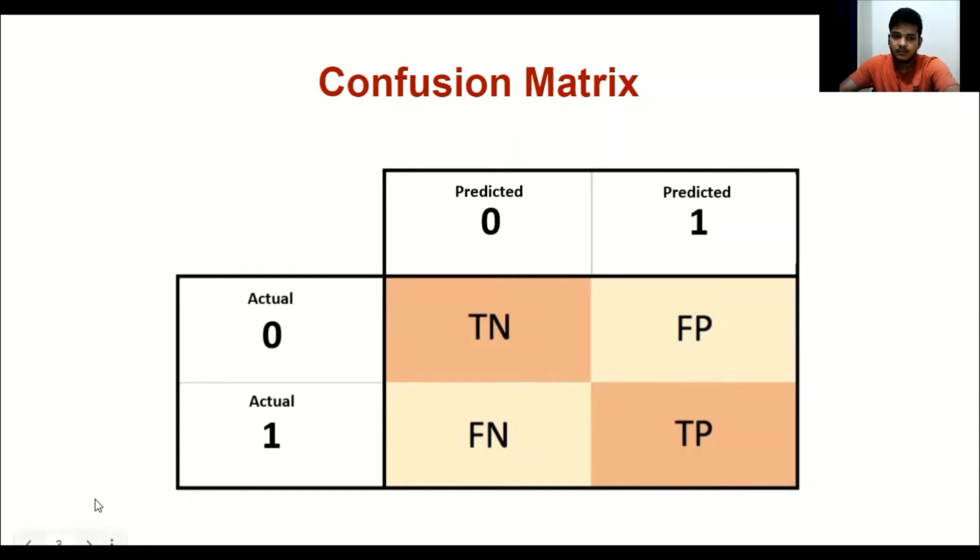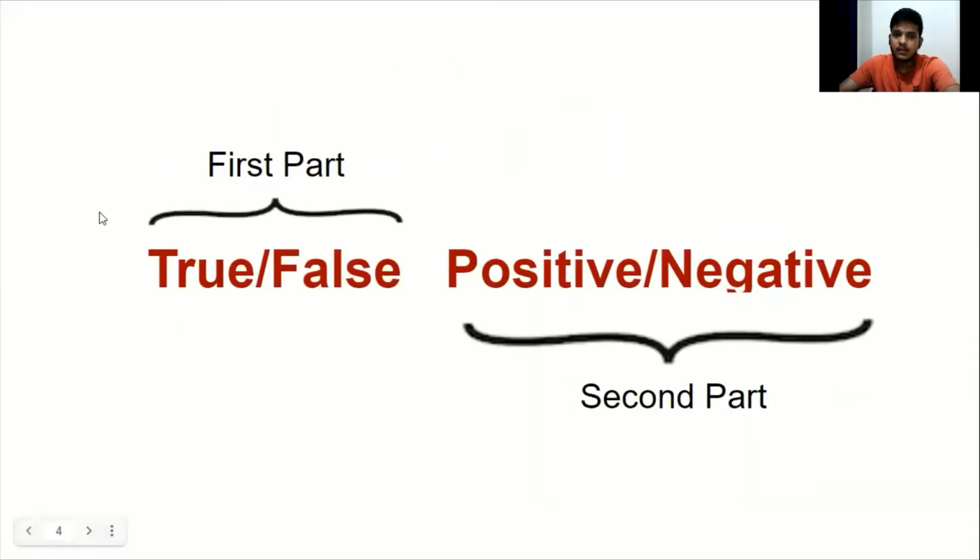There are two parts to each term. The first part is either true or false, and the second part is either positive or negative. So there are four combinations. Let's understand what the first part is and what the second part is.